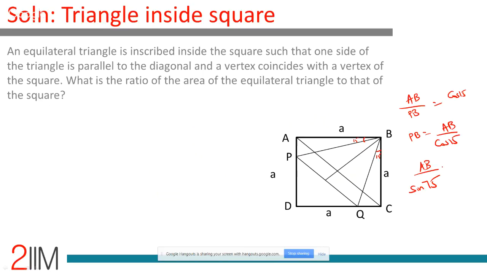I'm going to do it by a slightly different method. At least give you the starting step for that, so you can try that out as well. I'm going to assume PD is X. DQ will also be X. AP will be A minus X. And so AP square plus AB square equals PB square. A minus X the whole square plus A square is PB square.